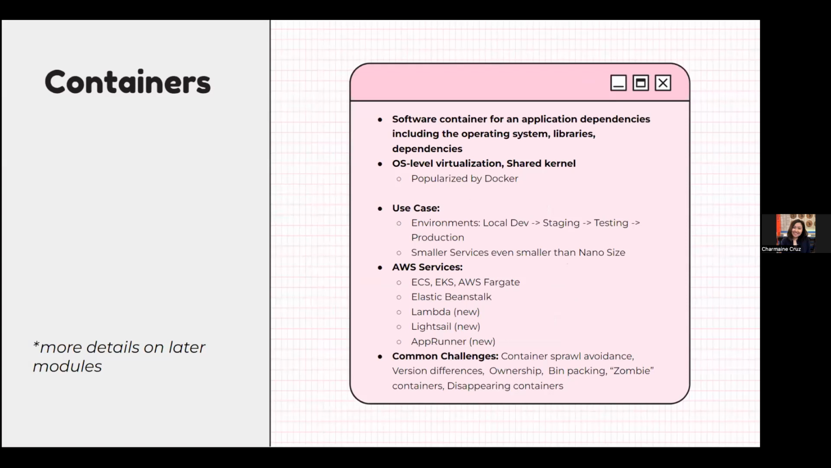Here we have now containers. So containers, AWS, we have different services. Later we'll discuss Amazon Container Service, Amazon Kubernetes Service, and AWS Fargate. So for containers, yung concept ni containers is software containers for application dependencies. It is a software package that contains everything the software needs to run, yung system tools, libraries, and settings niya.